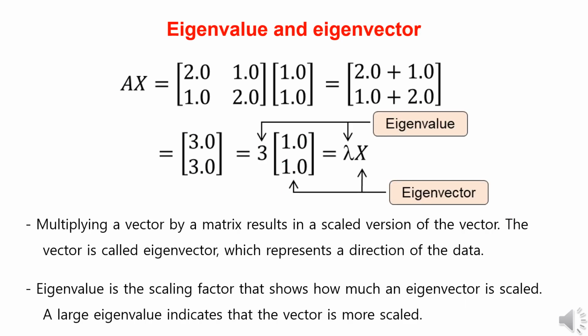In other words, when we multiply vector x by matrix A, and the result is equivalent to multiplying x by a scalar value, we refer to x as the eigenvector, and that scalar value as the eigenvalue. Here, x represents the eigenvector, and lambda represents the eigenvalue. In summary, the eigenvector indicates the direction, while the eigenvalue represents the scale of transformation.